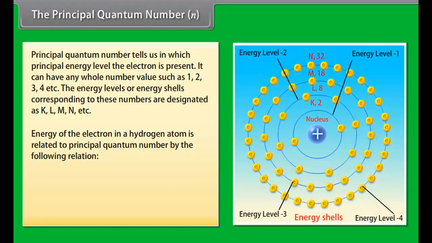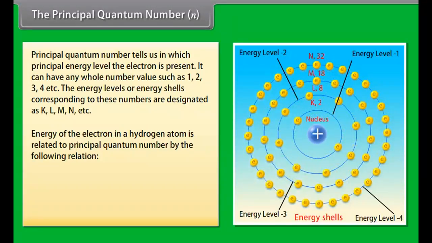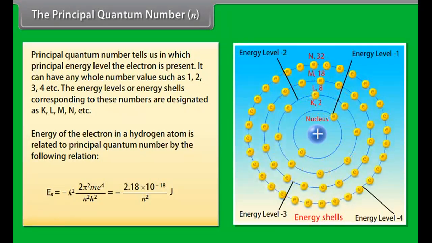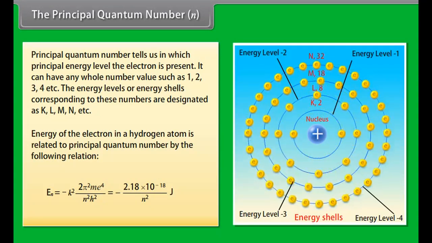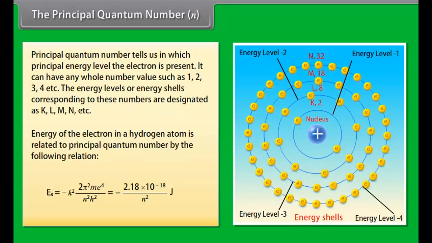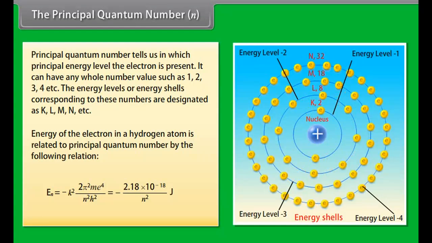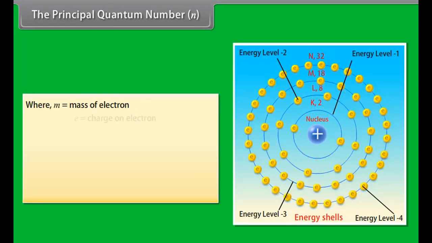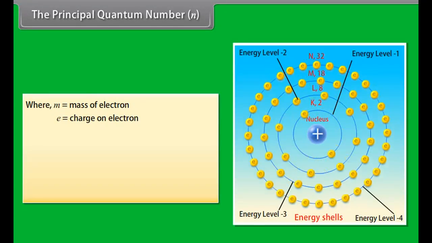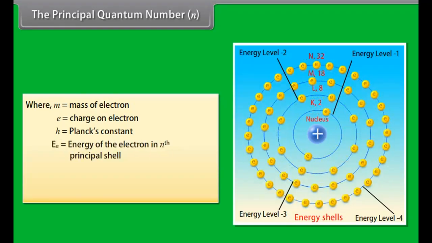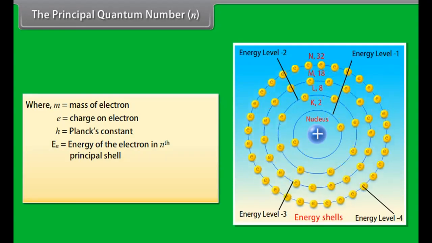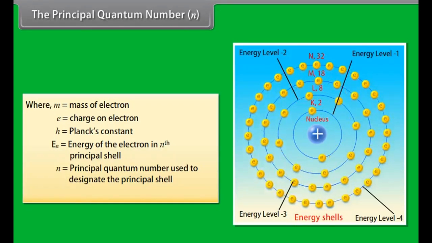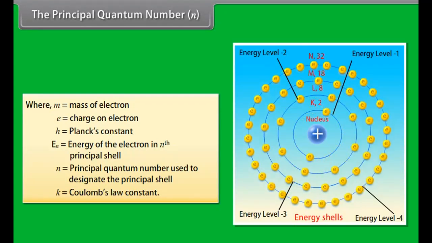The energy of the electron in a hydrogen atom is related to the principal quantum number by the following relation: En = −(k² × 2π² × m × e⁴)/(n² h²) = −2.18 × 10^-18 / n² joule, where m is the mass of the electron, e is the charge on the electron, h is Planck's constant, En is the energy of the electron in the nth principal shell, n is the principal quantum number used to designate the principal shell, and k is Coulomb's law constant.